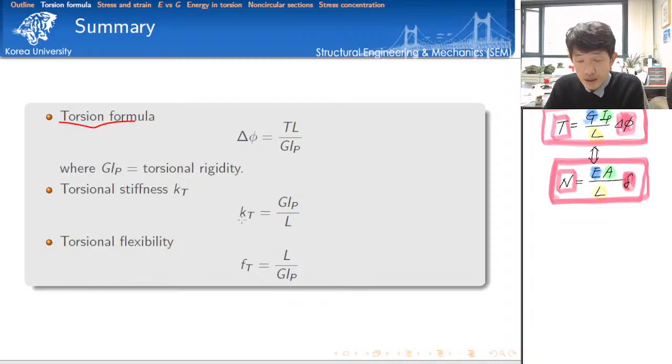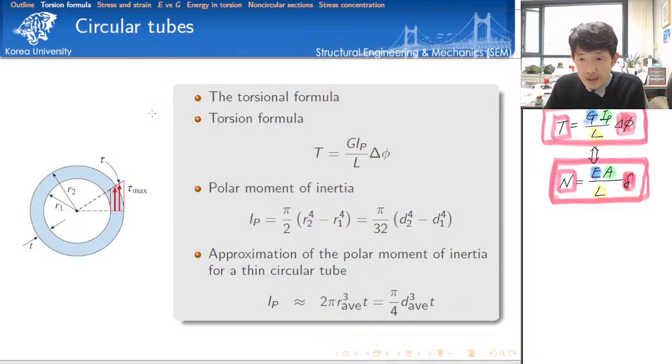And here the coefficient between the change of angle of twist and the internal torsional moment is called the torsional flexibility, and the inverse of this torsional flexibility is called the torsional stiffness, okay? So it's better to memorize. It's worth memorizing.